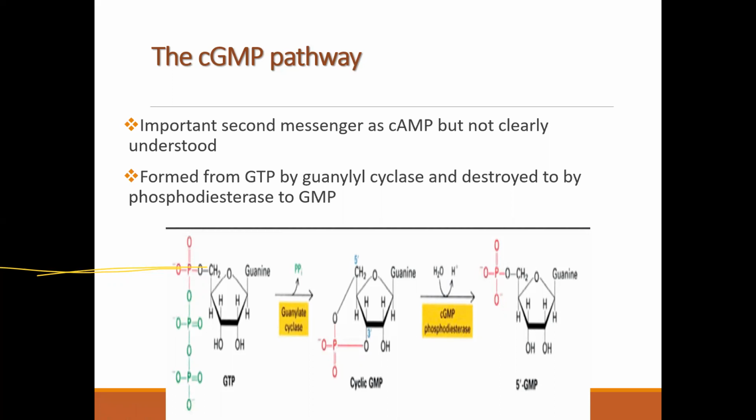About the cyclic GMP pathway, in the cyclic GMP pathway, the second messenger is cyclic GMP. Cyclic GMP is an important second messenger like cyclic AMP. However, the mechanism of the second messenger cyclic GMP is not quite understood compared to the second messenger cyclic AMP. Cyclic GMP is synthesized from GTP by the enzyme guanylyl cyclase. And also, cyclic GMP can be destroyed by one specific enzyme called phosphodiesterase, and cyclic GMP becomes 5' GMP with no more function.